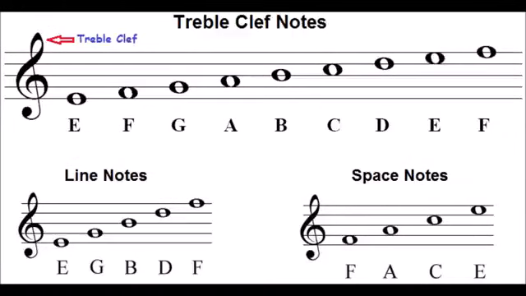Let's take the treble clef for example. As we saw earlier, the notes on the lines of this clef are E, G, B, D, F. And the notes of its spaces are F, A, C, E. When we combine these notes, we get E, F, G, A, B, C, D, E, F.